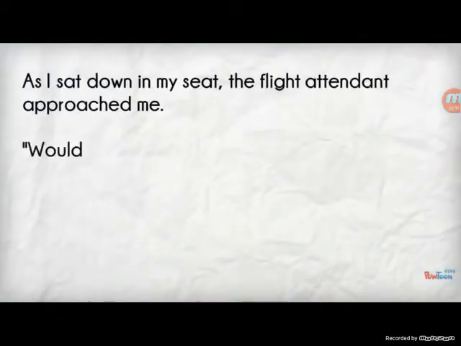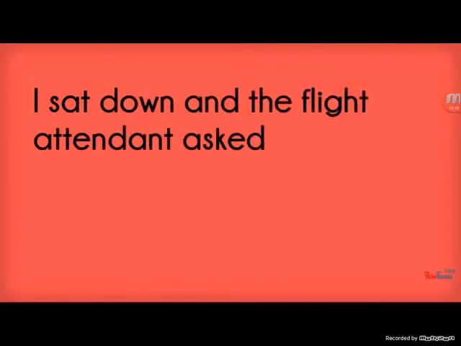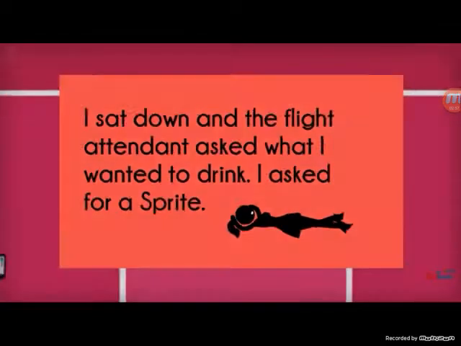As I sat down in my seat, the flight attendant approached me. "Would you like something to drink?" she asked. "Sure, I'll take a Sprite," I said. Notice that this is a little bit more interesting than if I just wrote, "I sat down and the flight attendant asked what I wanted to drink. I asked for a Sprite."